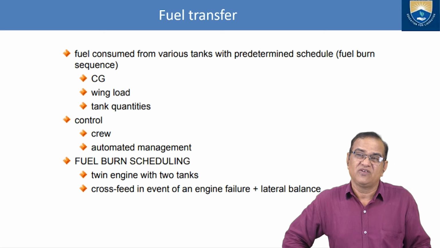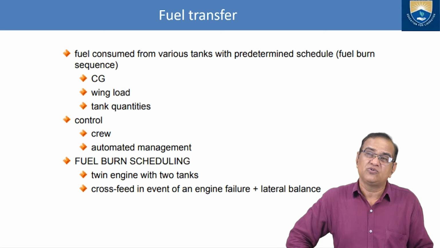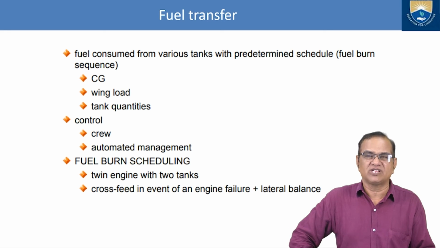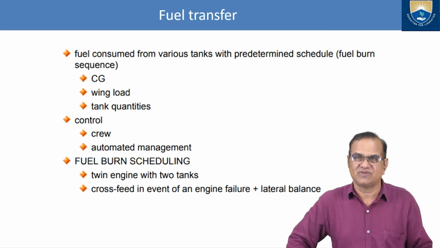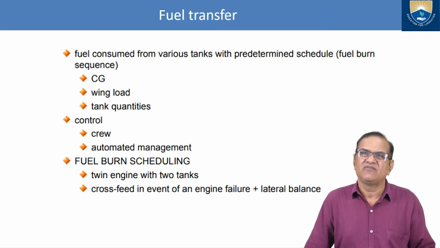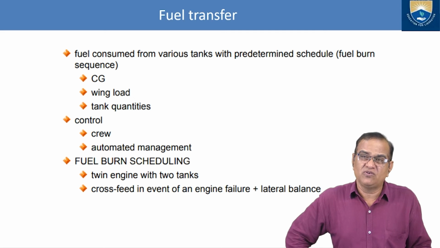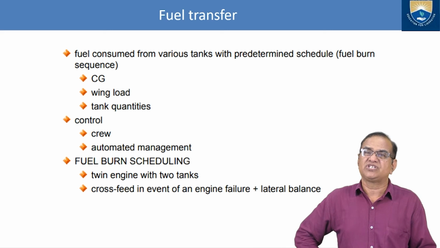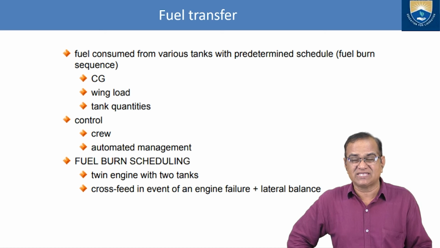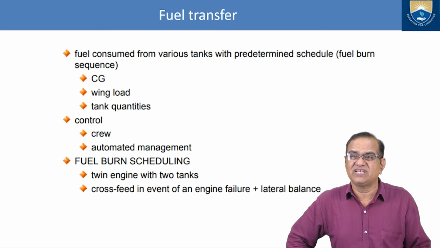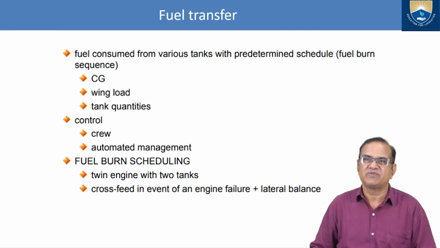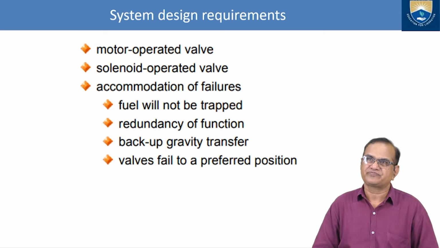Wing loading: if we feel that the wings are overloaded due to a high amount of fuel inside, at that time we also have to transfer from wing to the belly or vice versa. Tank quantities we have to see. Control of the fuel can be done by the crew or by automatic management by the computer system nowadays. Fuel burn scheduling: twin engine with 2 tanks, cross feed in the event of an engine failure plus lateral balance. So we have to see that the aircraft is balanced in all respects.